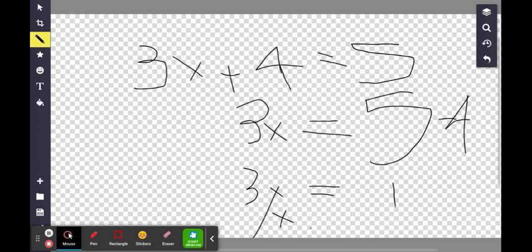Since it would be tedious to turn it into a decimal, because it's a very long decimal, I can tell you that x is going to equal, let's just put it as a fraction. So x becomes 1 over 3. And that's your answer. And if we want, we can use the guess and check method.